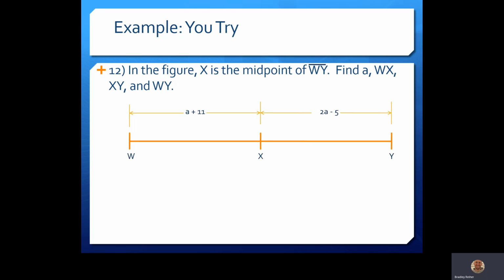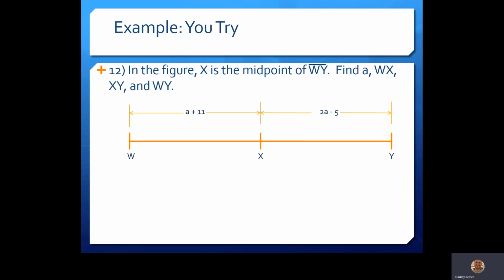If X is the midpoint, you know that those 2 segment lengths are equal. So set them equal. Again, you could write your equation as a plus 11 equals 2a minus 5. Or, I think this probably helps a lot of us, write the equation as 2a minus 5 on the left equals a plus 11 on the right. That's going to help you because when you subtract a from both sides, your a's are already on the left. I think for the most part, that just makes everybody more comfortable. So if you have the option of setting up your equation, do it that way.